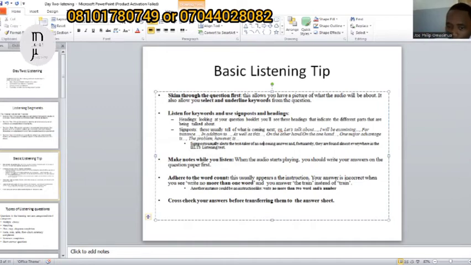Nobody will penalize you for that. Write it down on the question paper and check if it is grammatically correct before you transfer. That is what we simply mean by make notes while you listen. Then the next thing they said, adhere to what counts.